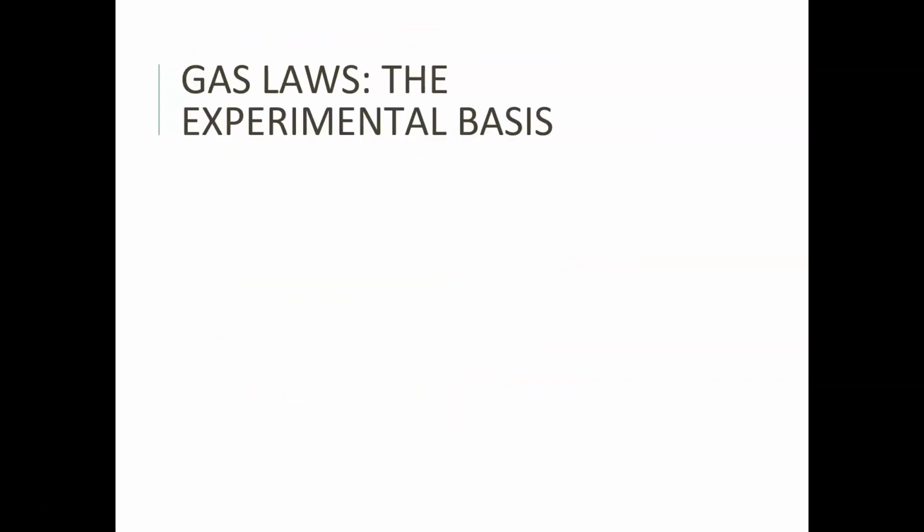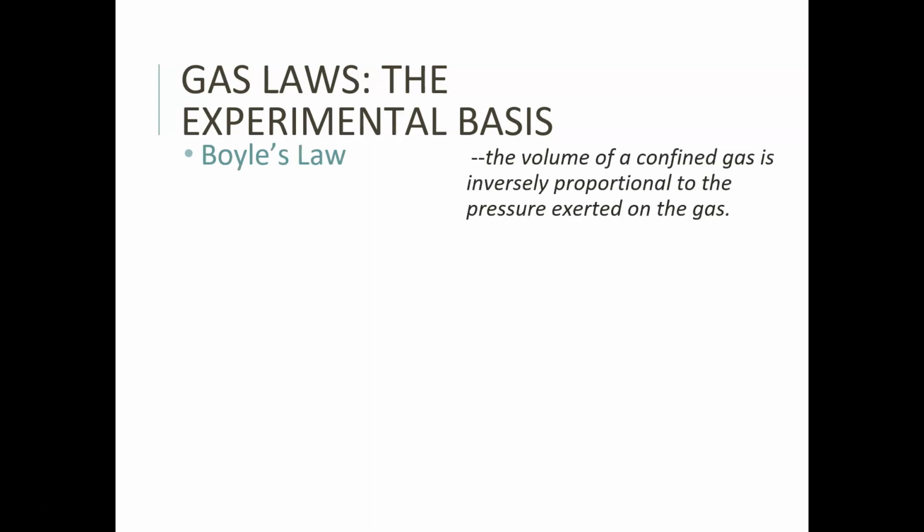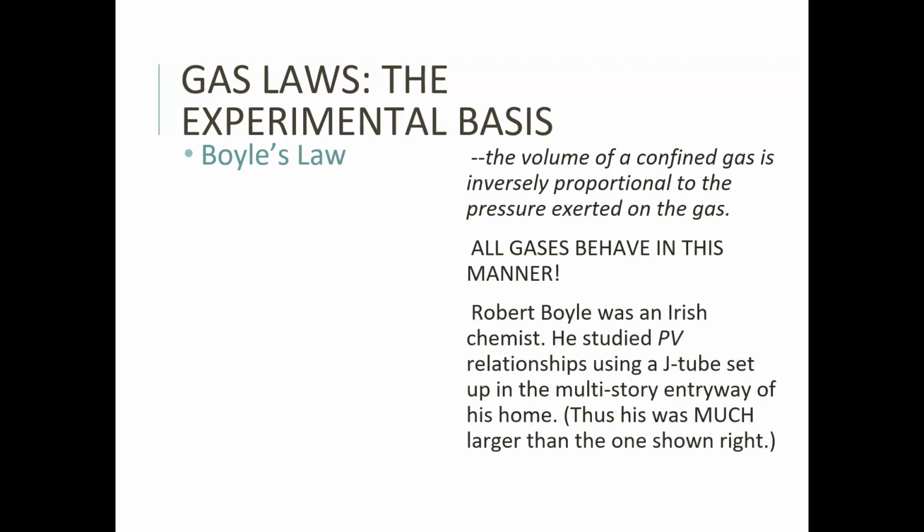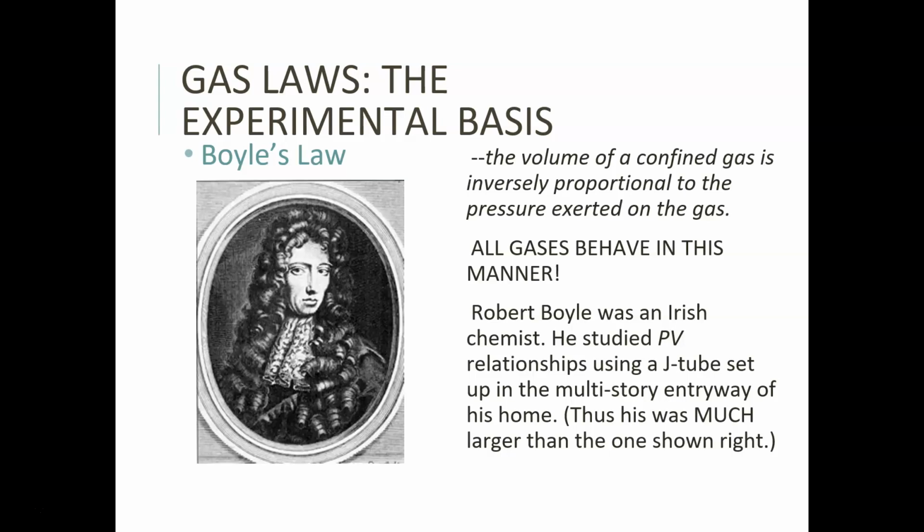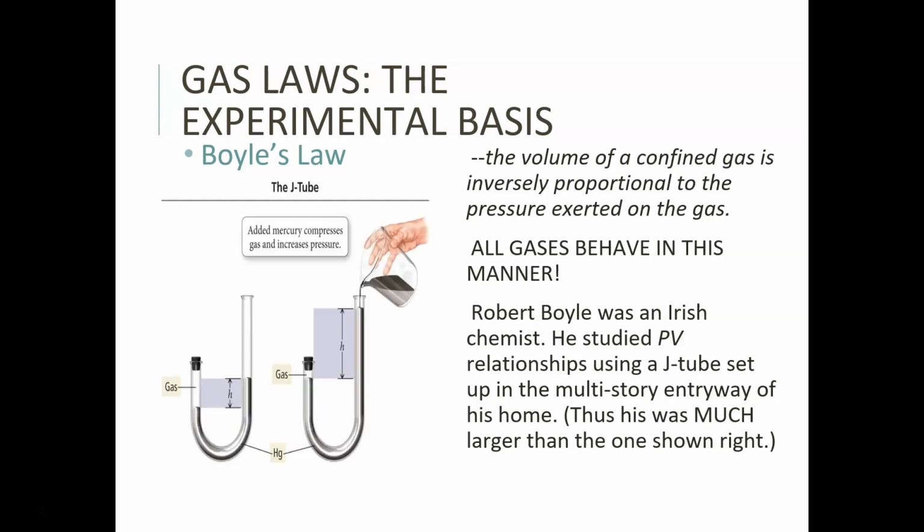All right, so the first guy, and it's all experimental. Everything was experimental. So we have a guy named Boyle. And Boyle came along and said, okay, the volume of a confined gas is inversely proportional to the pressure exerted on the gas. Now, the issue with Boyle's Law, though, is all gases are behaving in this manner. But Robert Boyle used this idea of a J tube and set up some ideas in his home. And he made sure that he was looking at the experimental tubes. So this is Boyle and what he looked like, and this was his experiment.